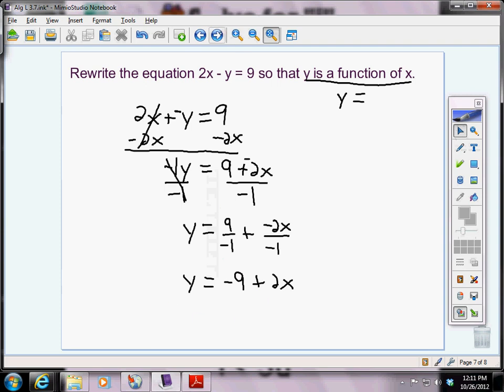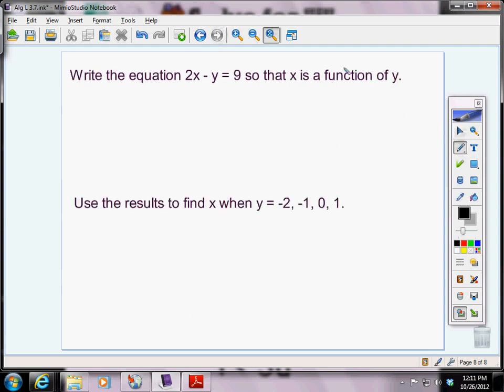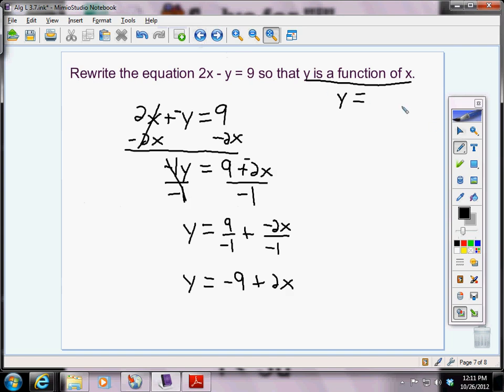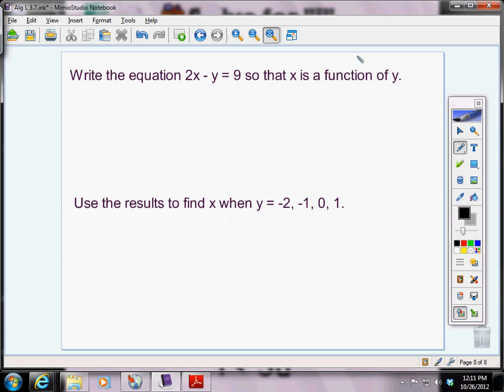Okay, let's look at another example. It says rewrite the equation. Oh, we already did that. Sorry. 2x minus y equals 9, so that x is a function of y. Notice here we have y is a function of x, and here we have x is a function of y. Remember, if it says x is a function of y, we want it to say x equals. So let's take our original equation again, and this time let's solve it for x.